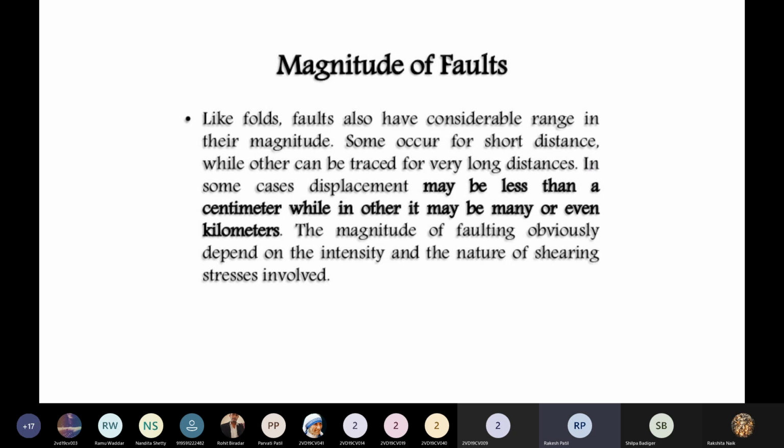Like folds, faults also have a considerable range in their magnitude. Some occur for a short distance while others can be traced for a very long distance. In some cases, displacement may be less than a centimeter, while in others it may be a kilometer. The magnitude of faulting obviously depends upon the intensity and nature of the shearing stress involved.